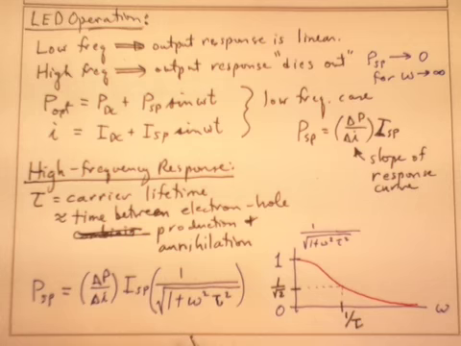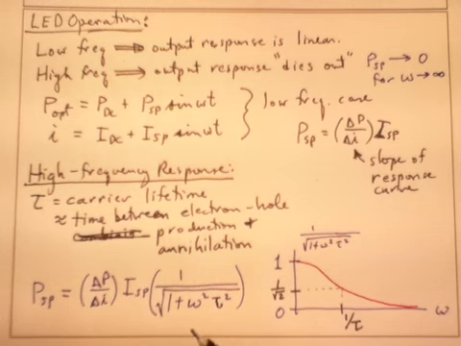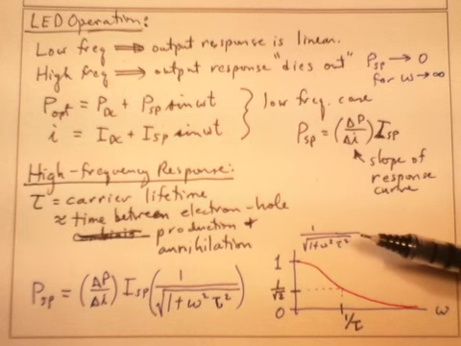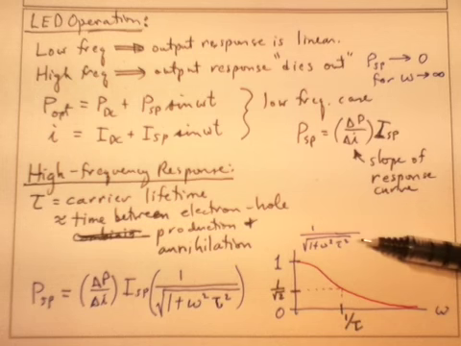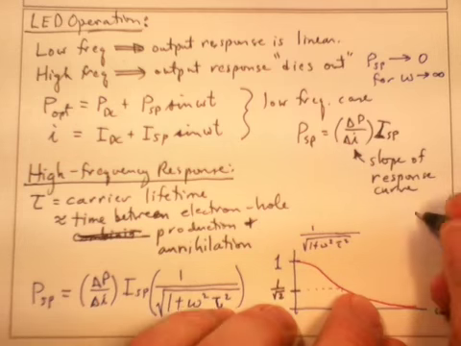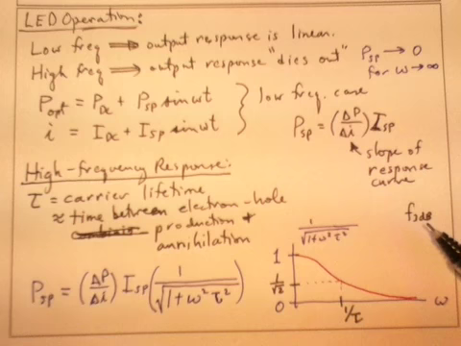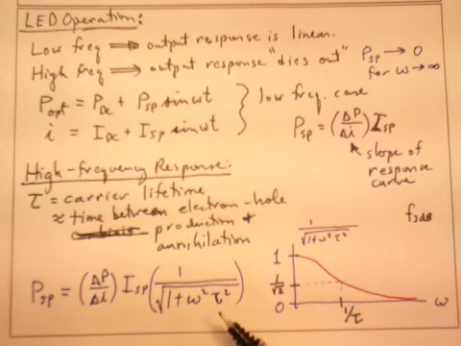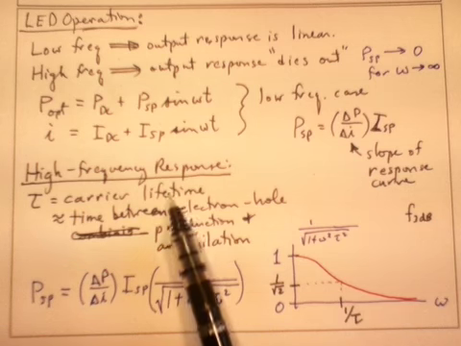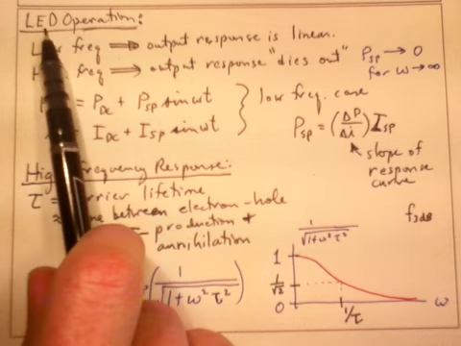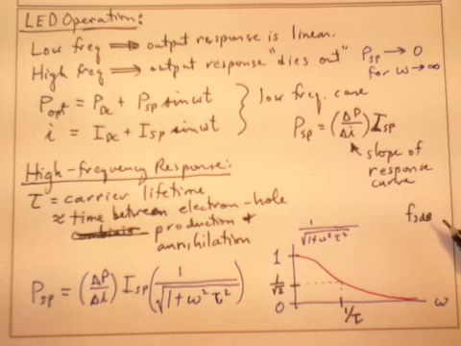Okay, and what we're going to see is that this is very closely related to our 3 dB frequency. We know that in optical fibers we could define an F 3 dB in terms of the pulse spreading parameter tau. Well, now we have another tau, another time scale over which we have some sort of response, and it turns out that our LED will have a 3 dB bandwidth also.